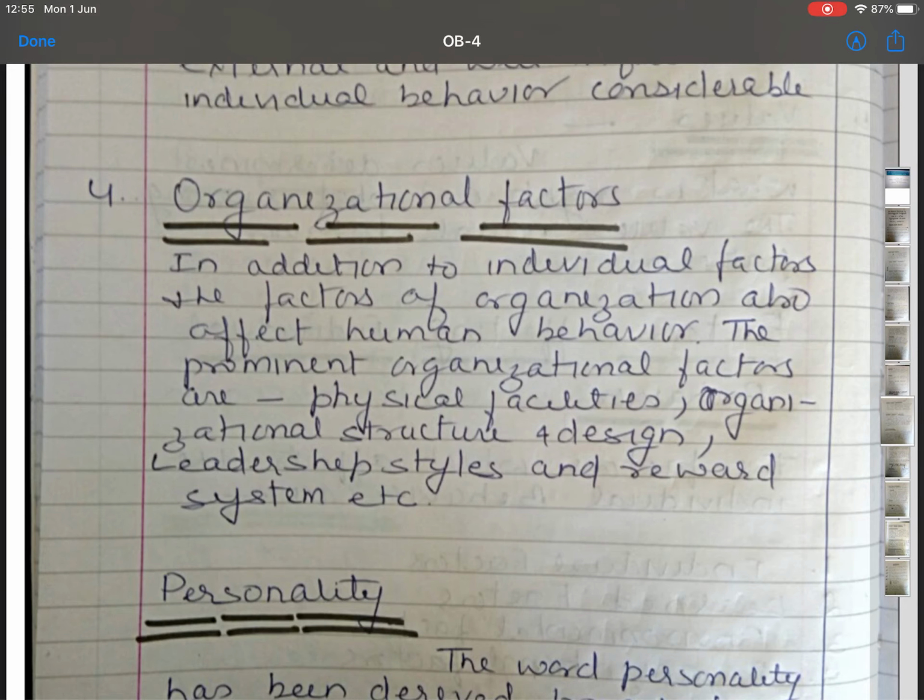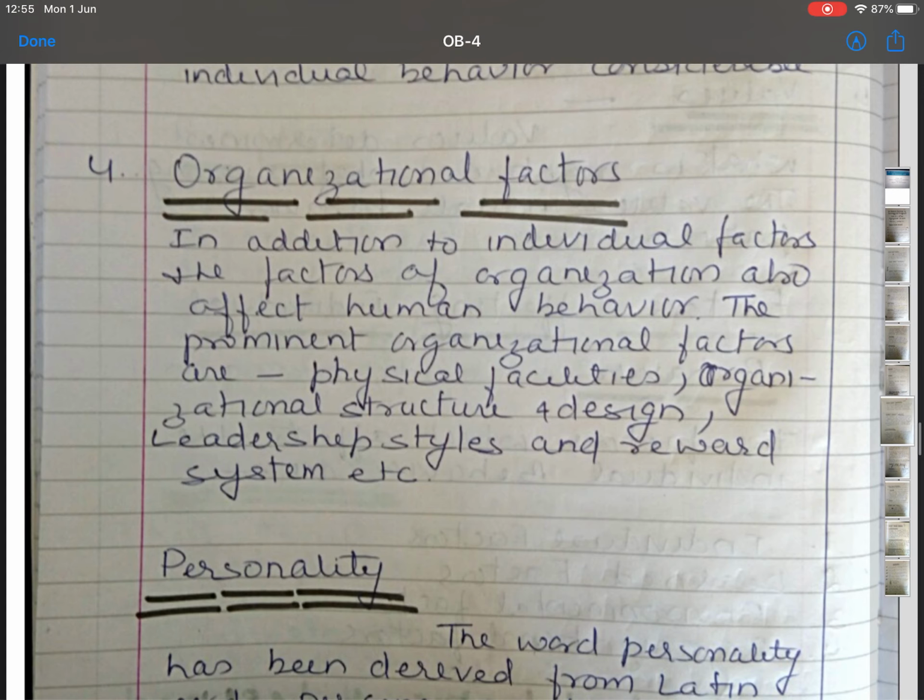Then comes the reward system. If there is a very good reward system, or a performance-based reward system in the organization, then it is going to affect individual behavior. If reward is not given on the basis of performance, but on the basis of favoritism, or an unequal reward system is there, then it is going to affect individual behavior in the organization.